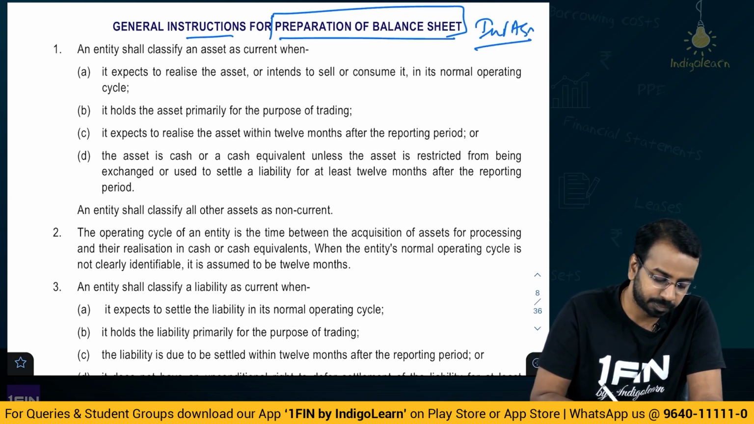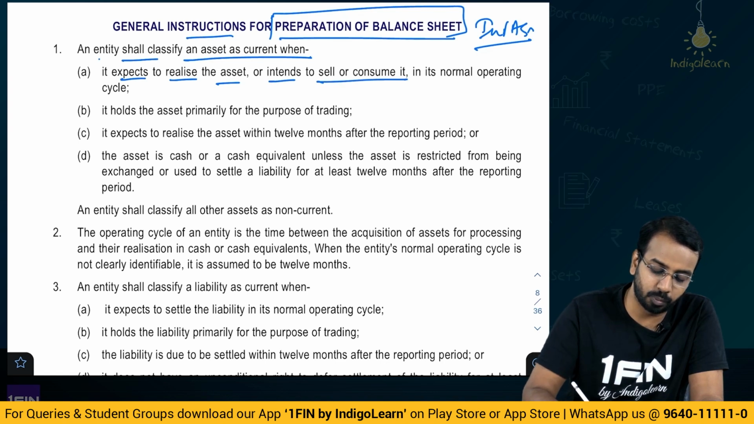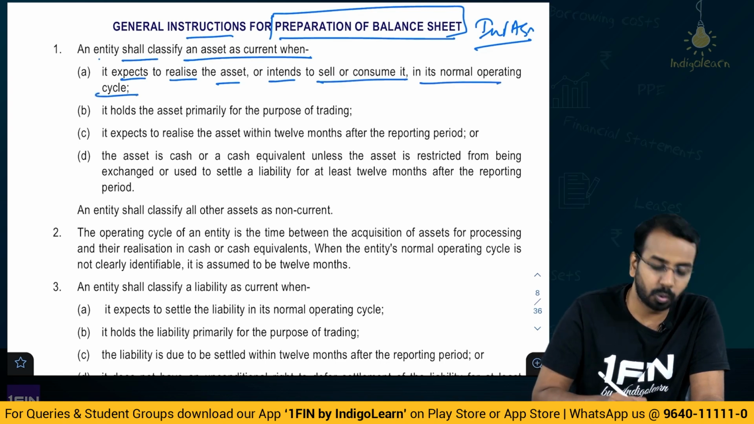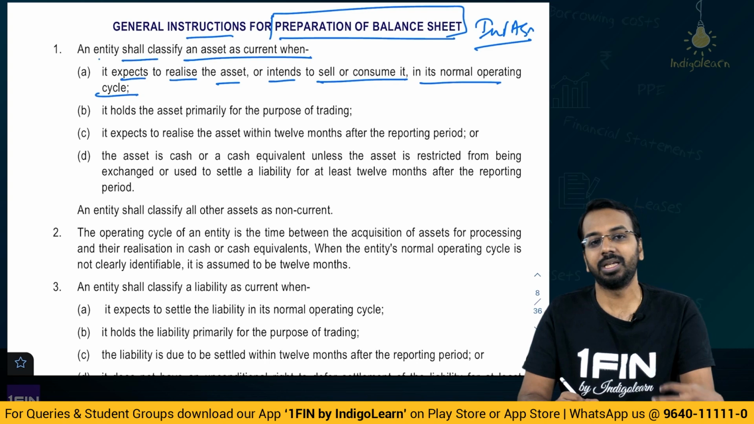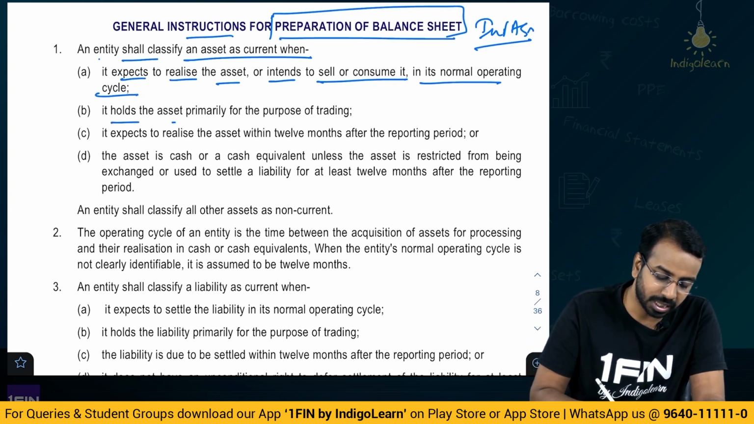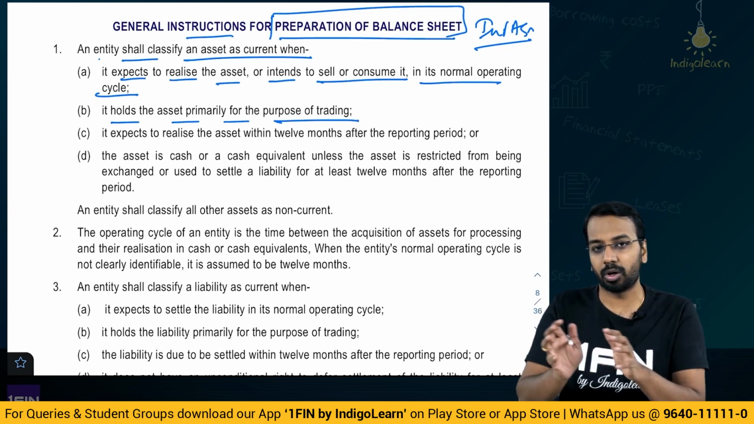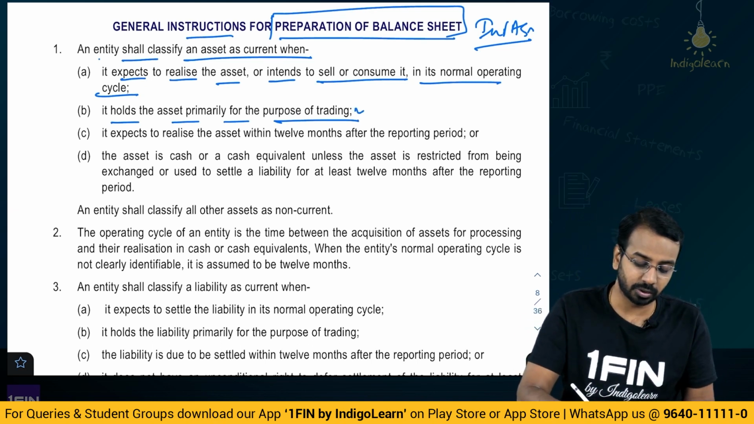The first one is, what is a current asset? It says an entity shall classify a current asset when it expects to realize the asset or intends to sell or consume it in its normal operating cycle. So if something is to be realized in the normal operating cycle, then it is current. Or it holds the asset primarily for the purpose of trading. If something is for the purpose of trading, I bought the goods, I will sell the goods, so that is also current.